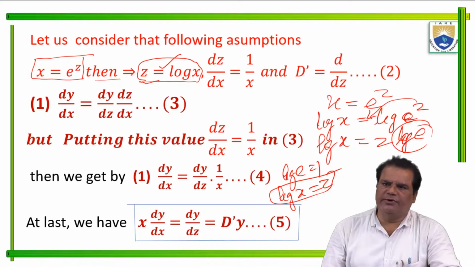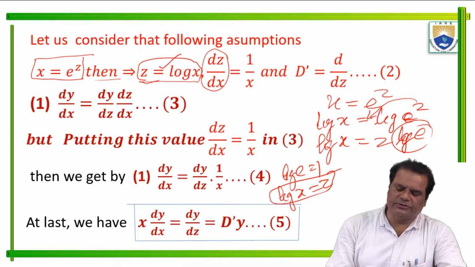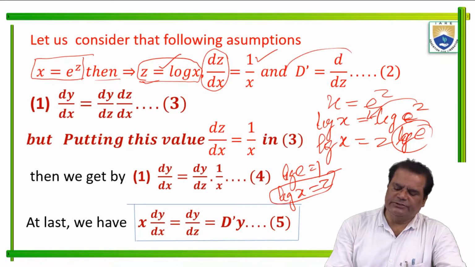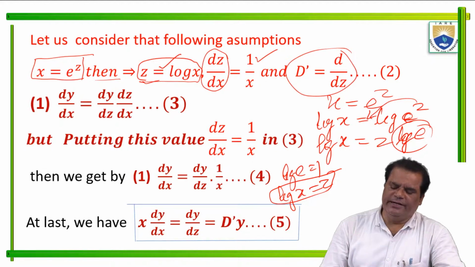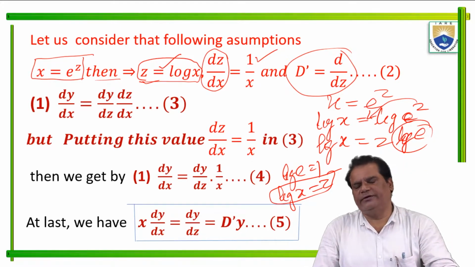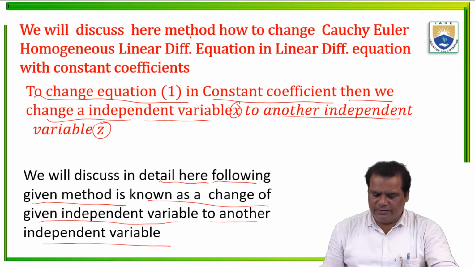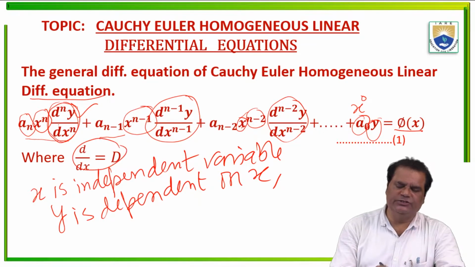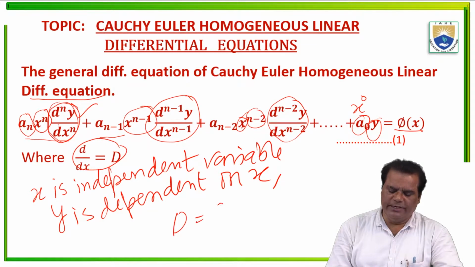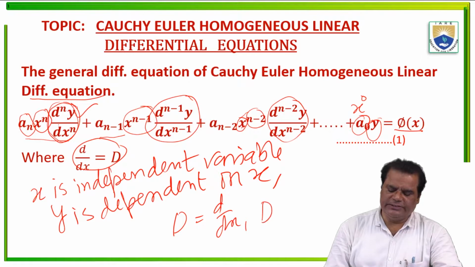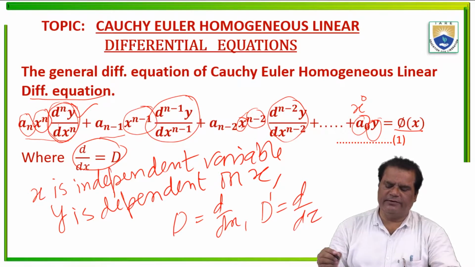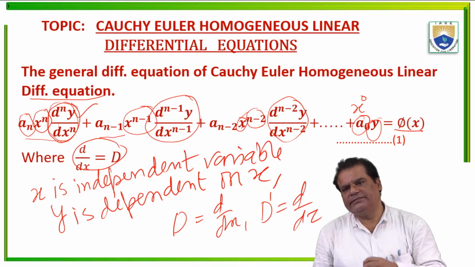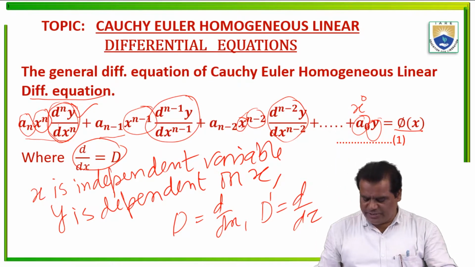Differentiating this with respect to x, dz over dx is 1 upon x. And here D dash is d over dz. D dash means differentiation with respect to z. But in our question, in the first equation, we write d over dx, that is D. D is d over dx, and D dash is d over dz, the other independent variable. D is differentiation with respect to x, and D dash is differentiation with respect to z.